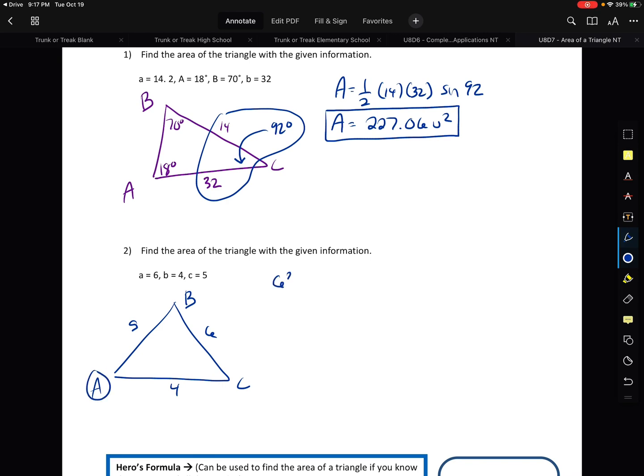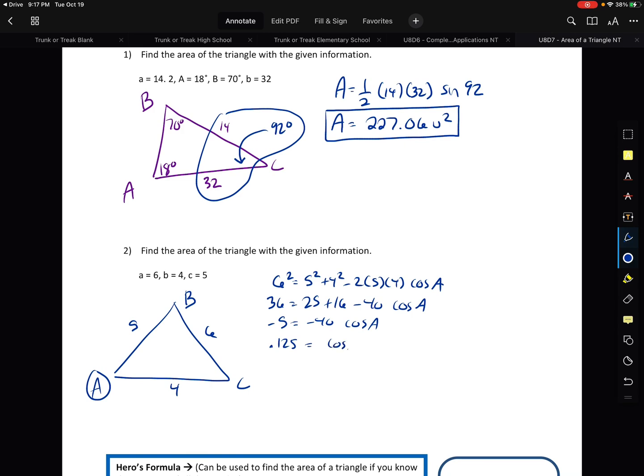All right, well, I'm going to do law of cosines for angle A. 6 squared equals 5 squared plus 4 squared minus 2 times 5 times 4 cos of A. So I got 36 equals 25 plus 16 minus 40 cos of A. All right, so I subtract 16. I got -5 equals -40 cos A.